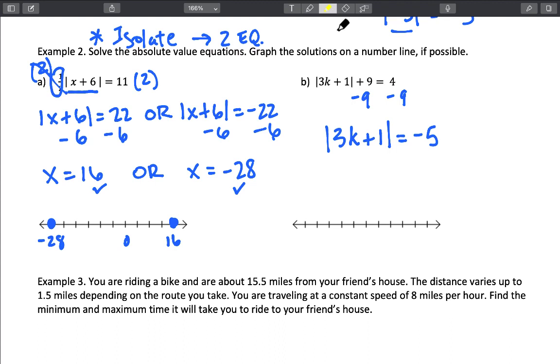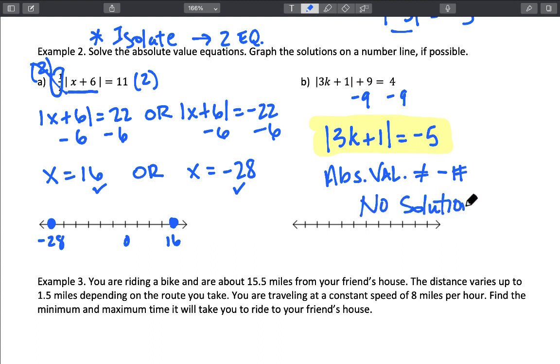Now this should be a little bit of a warning sign. We have an absolute value set equal to a negative number. Remember, absolute value is always positive. So if you ever have an absolute value set equal to a negative number, remember, absolute value cannot be a negative number. Therefore, we know right away that there is no solution to this equation.